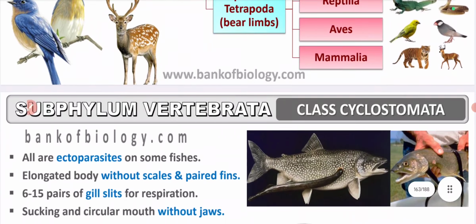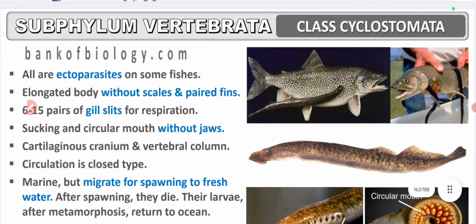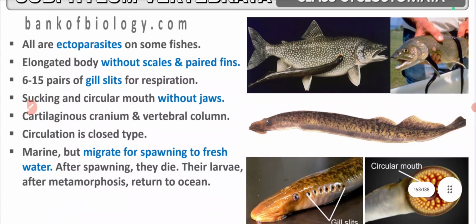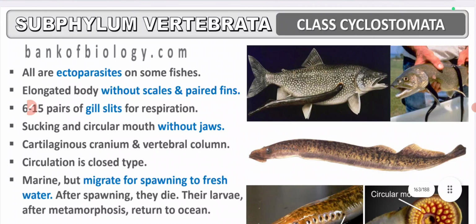First of all, class Cyclostomata. All are ectoparasites on some fishes, which means they are present outside the body of the fish, as you can see in the diagram. They have an elongated body without scales and paired fins. Scales are absent and paired fins are also absent.